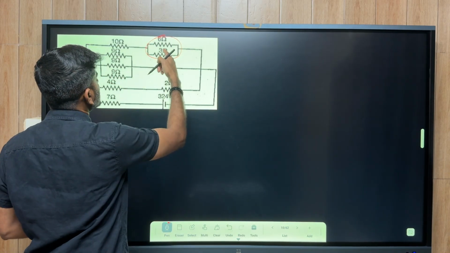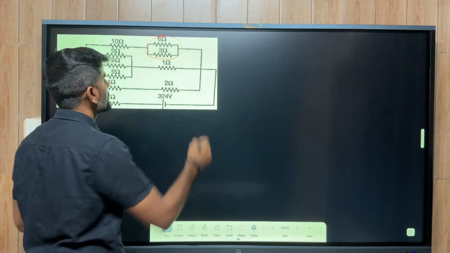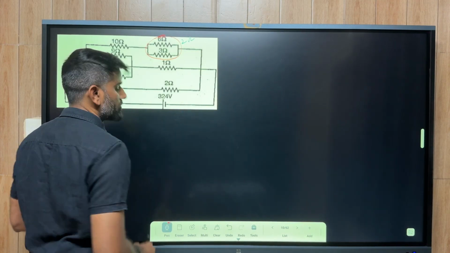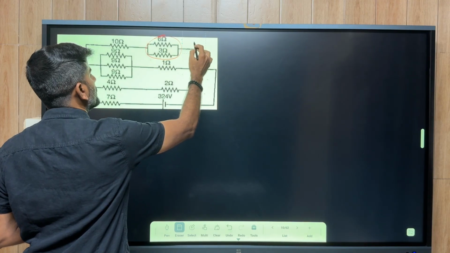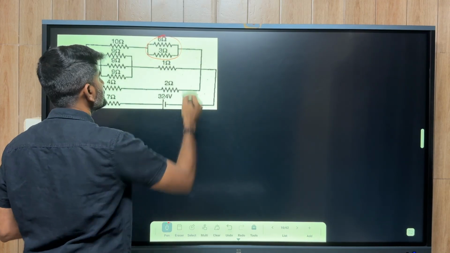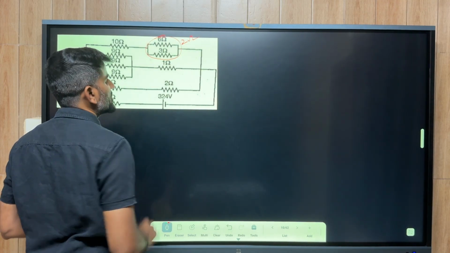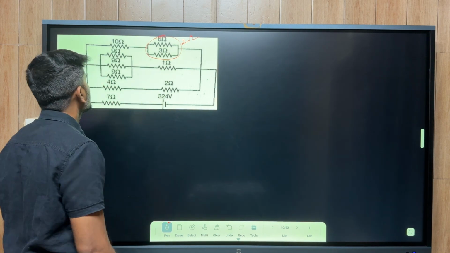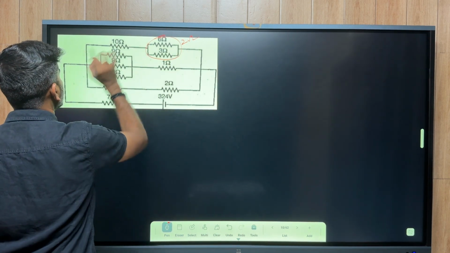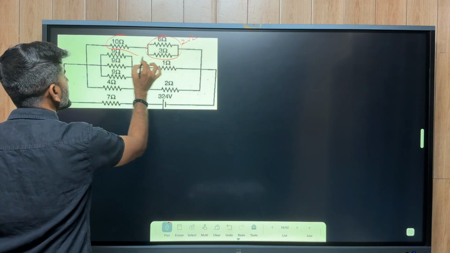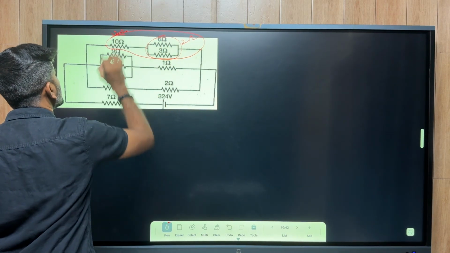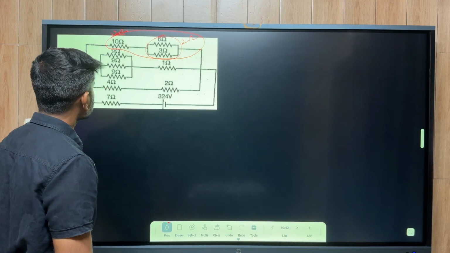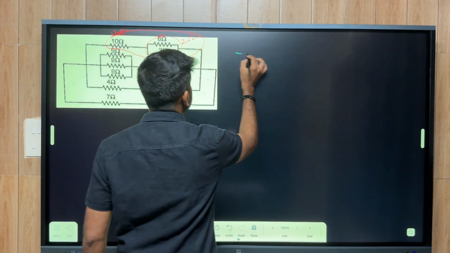Okay, now 6 and 3 are connected in parallel, so the equivalent will be 2 ohms, as we already know, right? 6 into 3 by 6 plus 3, 2 ohms. Now this 2 ohms and 10 ohms are in series. So this will be 12 ohms. Okay, leave it like this.